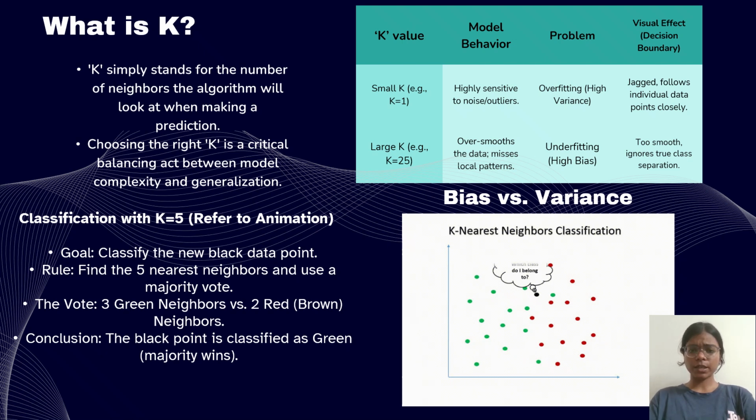But what if we choose k equal to 1 or k equal to 25? This is where we see the trade-off, as shown in the table. If you pick a small k, like k equal to 1, the model becomes highly sensitive to noise. It might just pick one weird outlier as its neighbor. This is called overfitting. If you pick a large k, the model oversmooths the data and might miss local patterns. This is called underfitting.